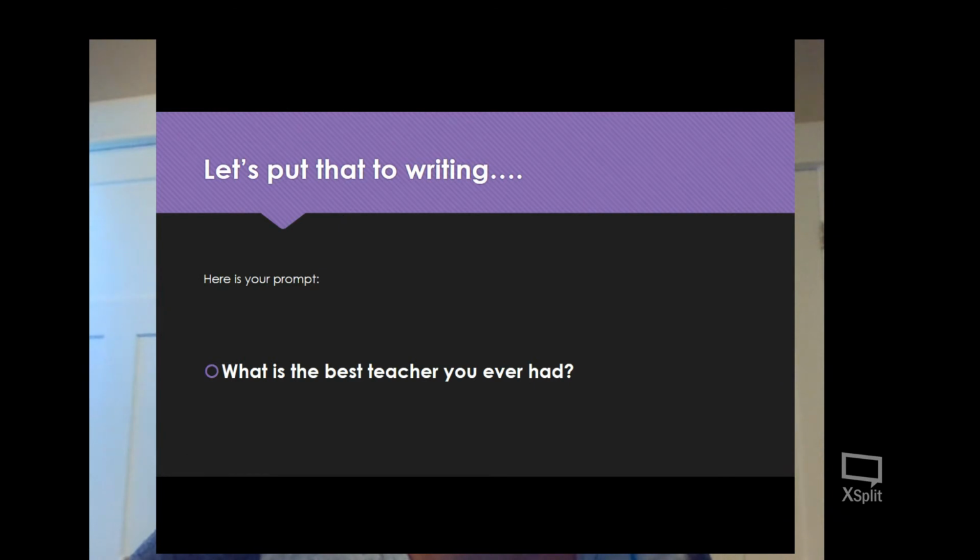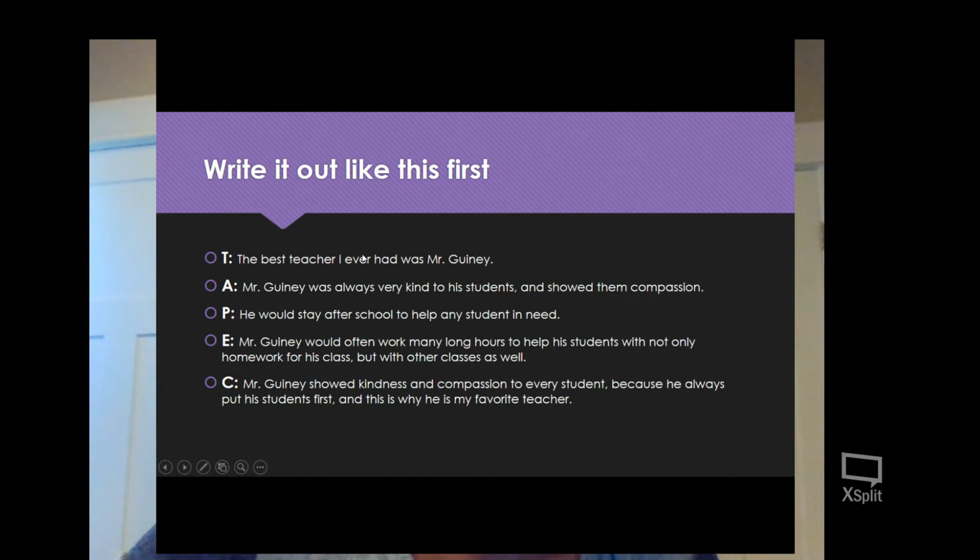So let's say you're given a prompt, like that should say, who is the best teacher you ever had? So first you're going to write it out just like this, TAPC. So my topic sentence would be, the best teacher I ever had was Mr. Guinea. That's pretty straightforward, right? My assertion, Mr. Guinea was always very kind to his students and showed them compassion. That's my assertion. That's my main idea, is that this is who he is.